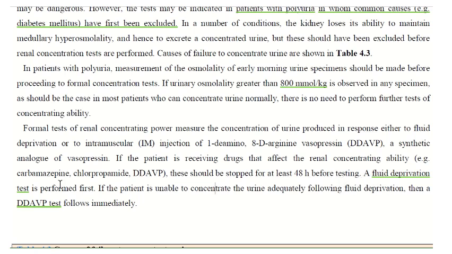A fluid deprivation test is performed first. إذن هذا التست أول شيء يسووه fluid deprivation test is performed first. If the patient is unable to concentrate urine adequately, إذا البيشنت غير قادر على concentrate urine adequately following fluid deprivation, then DDAVP test follows immediately.